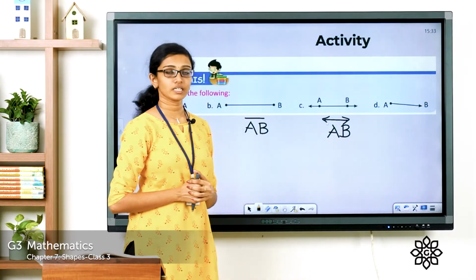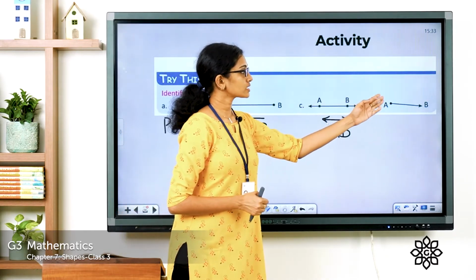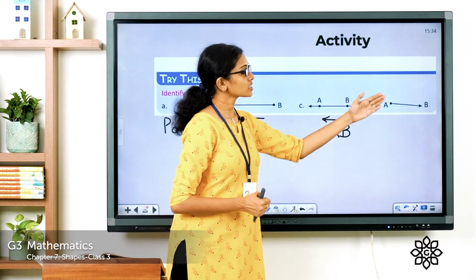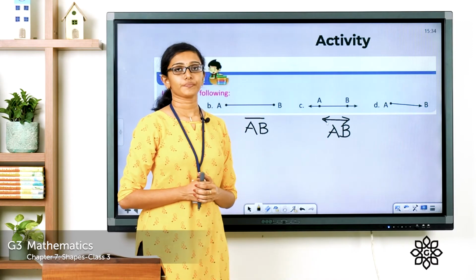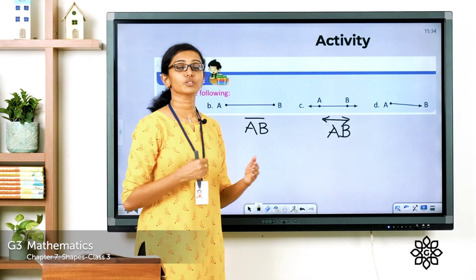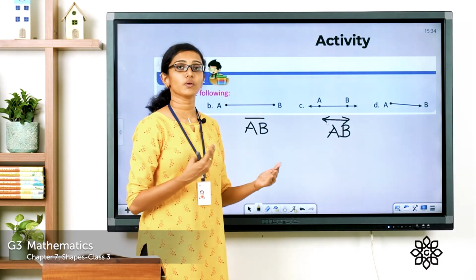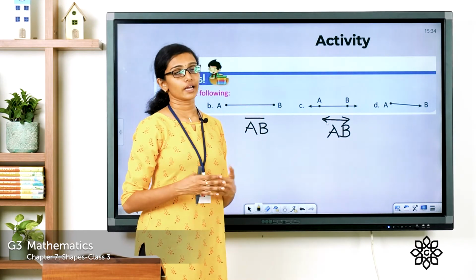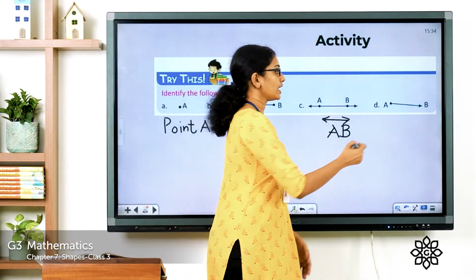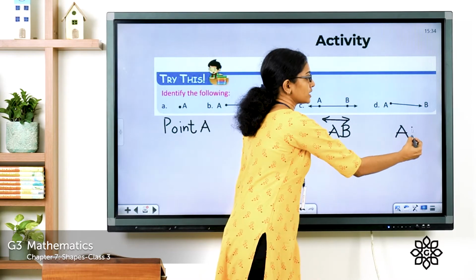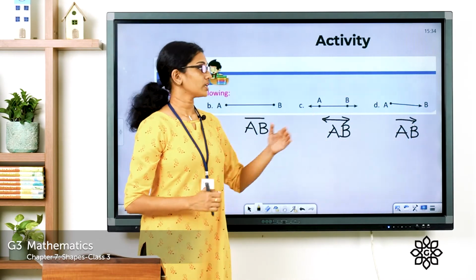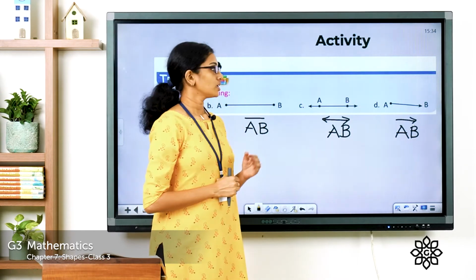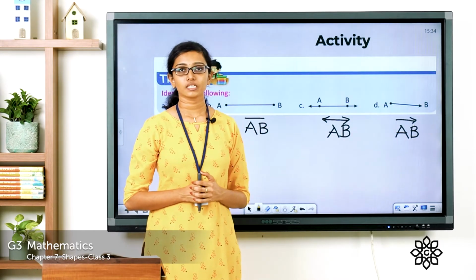Now question D. There you can see a starting point A and it is extending endlessly in the other direction, and there is a point B. And what is that which starts at a point and extends without any limit? It is called a ray. So this is ray AB. And how do you represent ray AB? It is like this, an arrow pointing towards just one direction. So hope you got all the answers correct.